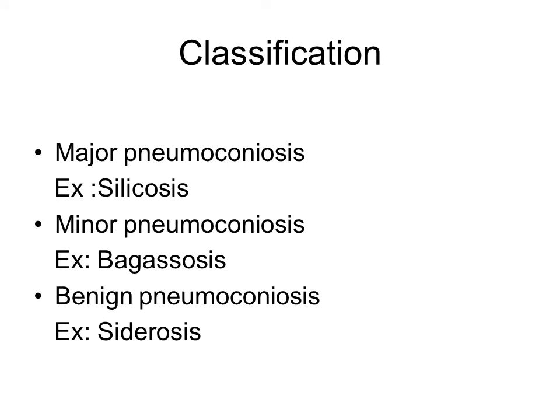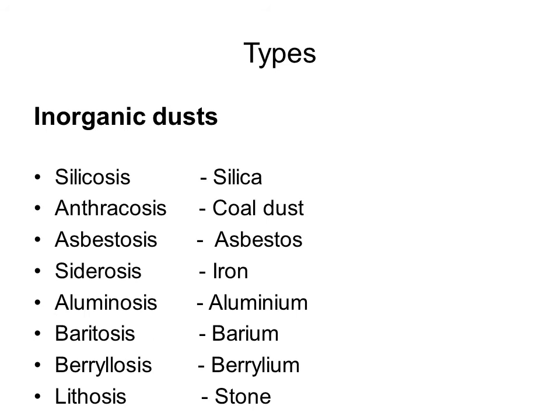Now, what are the classification? Major pneumoconiosis is silicosis, minor are bagasosis, and benign is siderosis. So this is a broad classification, but the main classification is the types. What are the types? Firstly, it is due to the inorganic dust. In inorganic dust, it may be silicosis due to silica, anthracosis due to coal dust, asbestosis due to asbestos, siderosis due to iron, aluminosis due to aluminium, barytosis due to barium, beryliosis due to beryllium, lithosis due to stone.